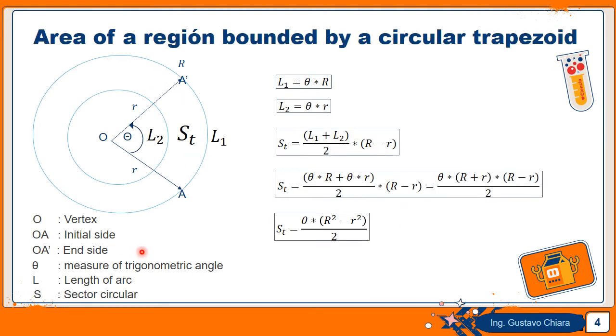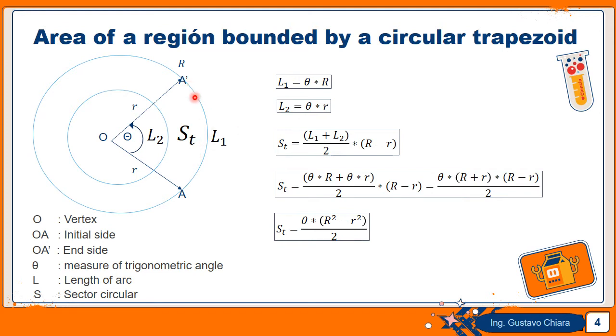Well, in this slide, I'm talking about the area of a region bounded by a circular trapeze. As I said, it's very easy, because the area is equal to an ordinary trapeze. So the only thing that we are going to add is the expressions in the last slide. That's just that, only that. Don't worry about this, because it's very easy.